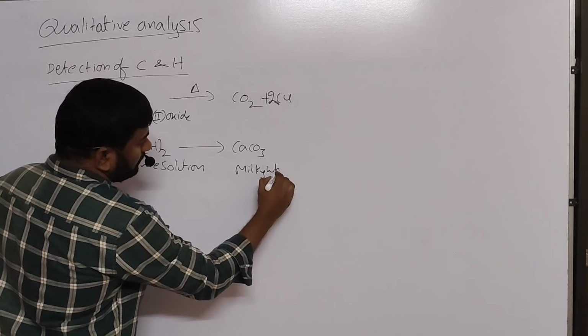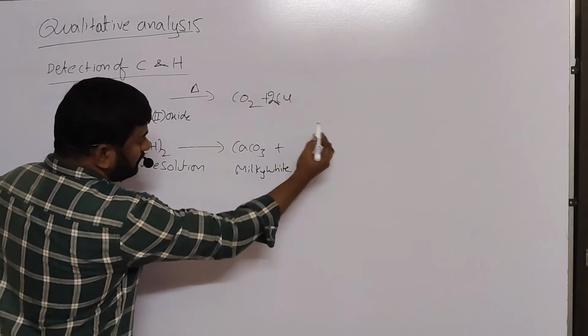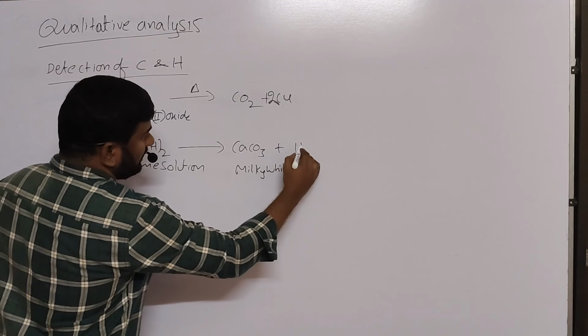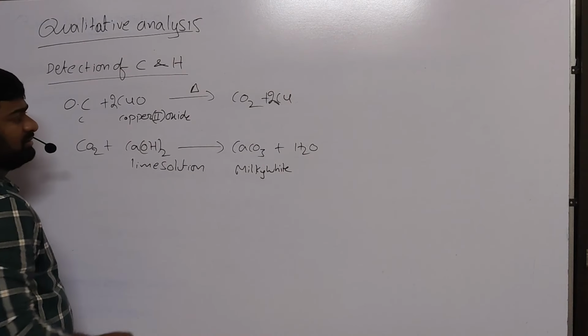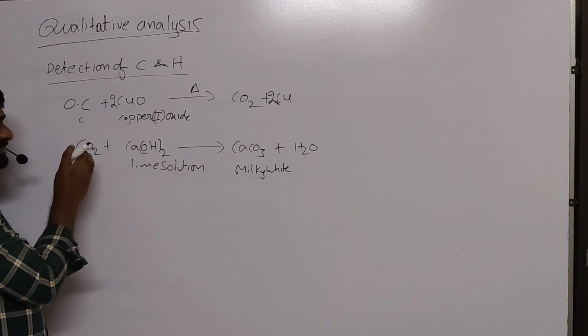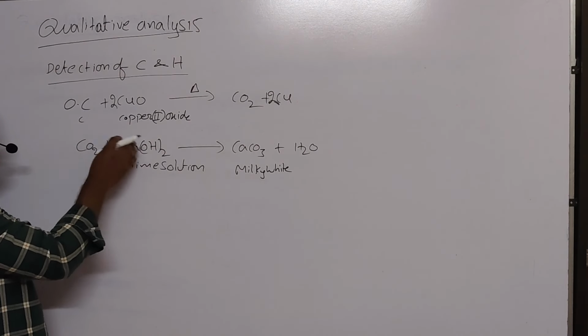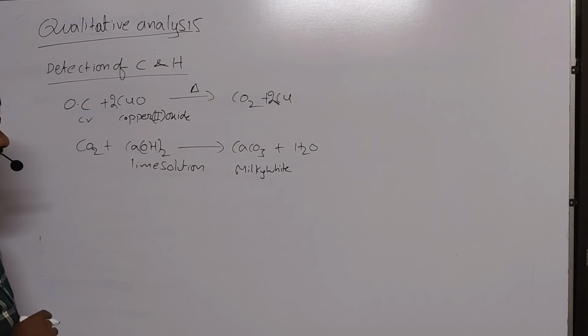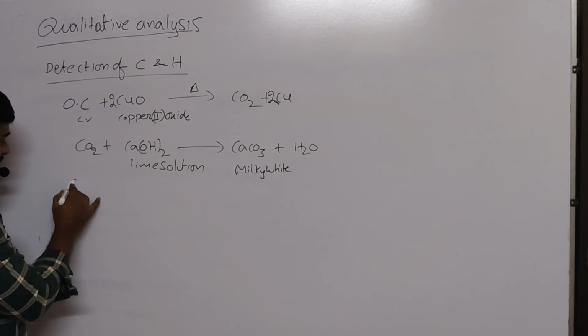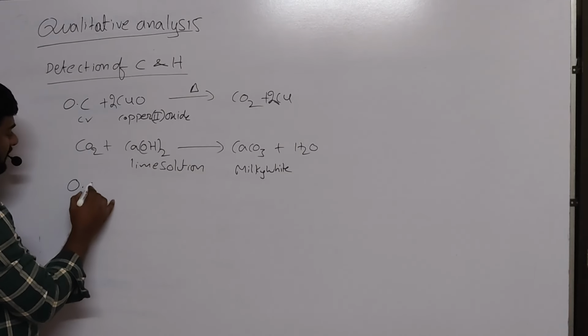Milky white precipitate called CaCO3 is formed along with H2O. In this way, if a milky white substance is found, that gas is CO2, and that means carbon is present in the organic compound. In this way we can identify carbon. Next, hydrogen. How can we identify hydrogen?